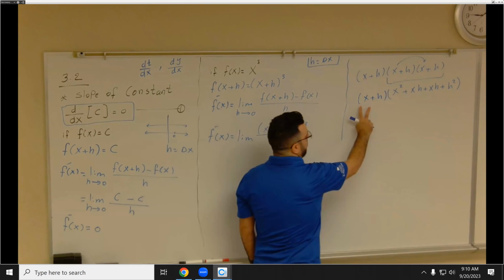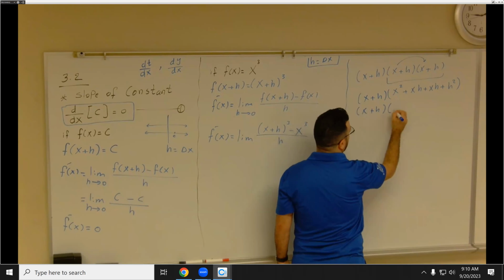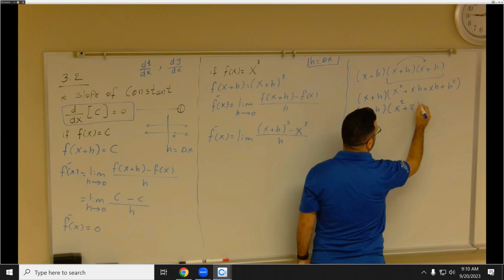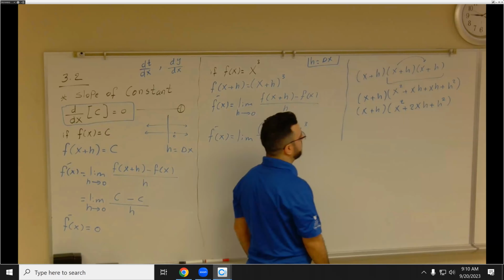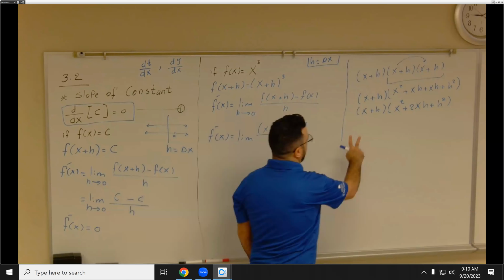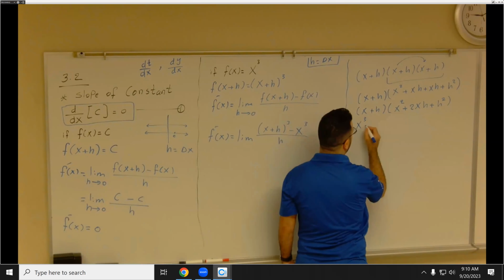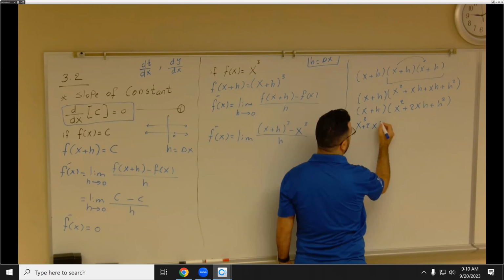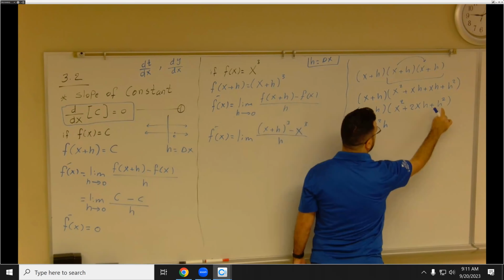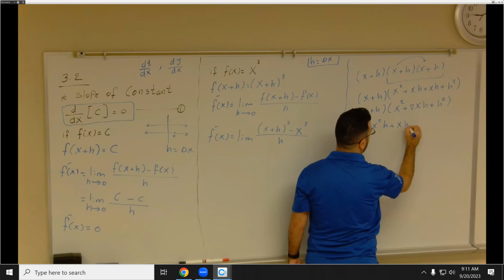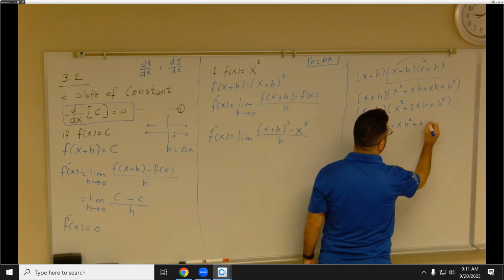Let's FOIL this one again, but combine these together. So it's going to be x squared plus 2xh plus h squared. Then I'm going to FOIL x times x squared. It's going to be x cubed plus 2x squared h. Be careful, 2x squared h. Then x h squared. FOIL the h, it's going to be plus h x squared.